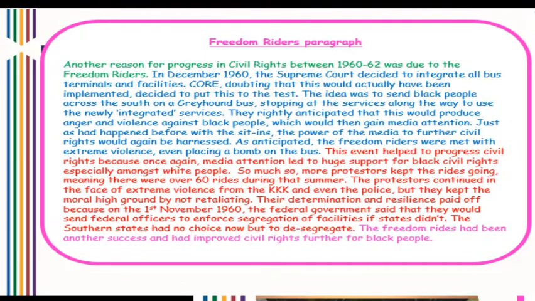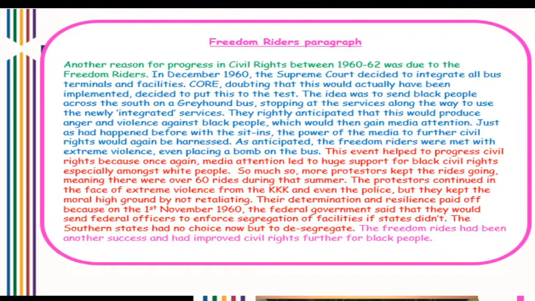Okay, then this red bit and the little pink sentence at the end are my links back to the question. So this is where I'm doing the explaining part. This event helped to progress civil rights because once again, media attention led to huge support for black civil rights, especially amongst white people. So much so, more protesters kept the rides going, meaning there were over 60 rides during that summer. The protesters continued in the face of extreme violence from the KKK and even the police, but they kept the moral high ground by not retaliating.